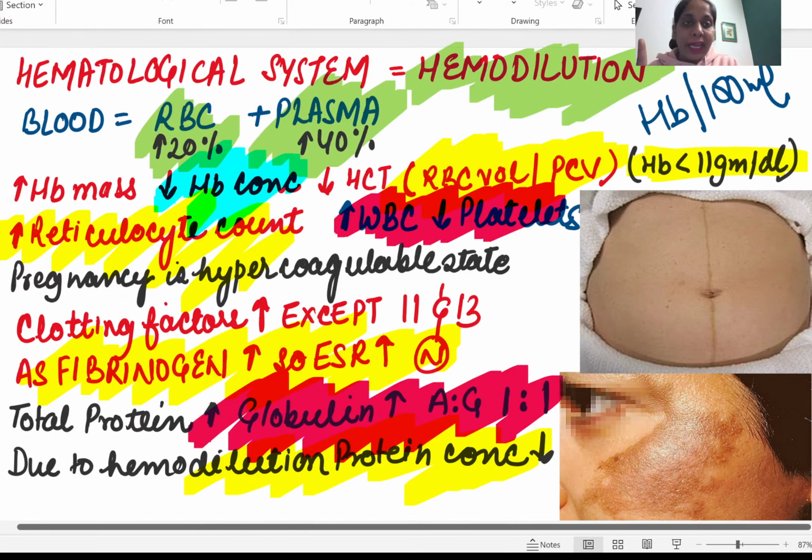So in the hematological system, we study that there is hemodilution. Why is it so? It is so because the increase in the RBC is only by 20%, and increase in the plasma is by 40%. Therefore, the hemoglobin concentration decreases as a result, and the cutoff value to say a patient as anemic in pregnancy is 11 gram.